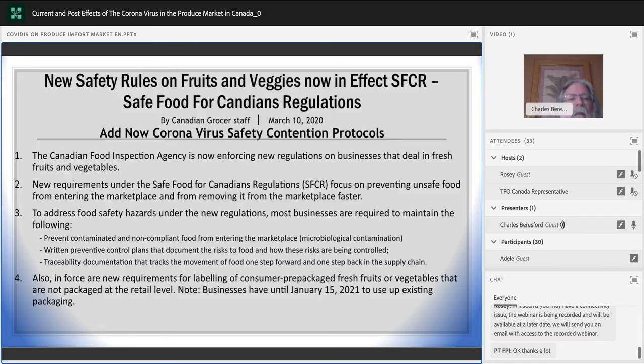To this, now add the coronavirus safety containment protocols, with the CFIA also mentioned in there. I'm not going to get into the details here, but please read this slide later, okay?